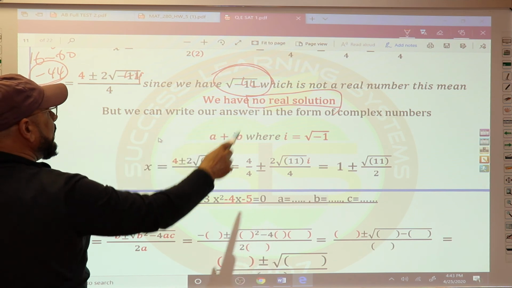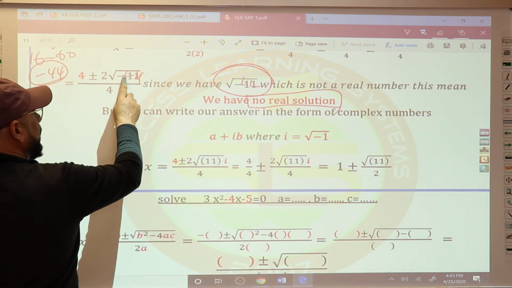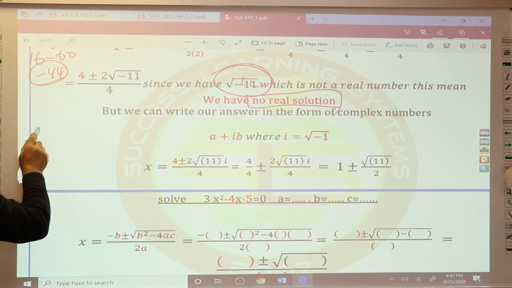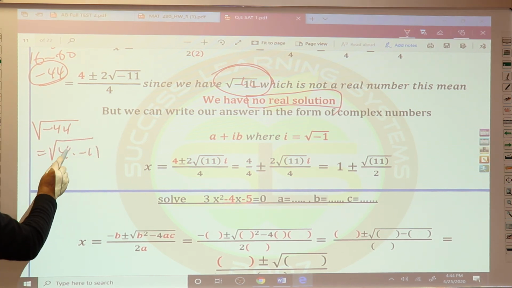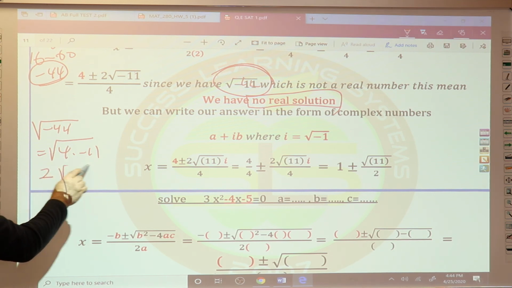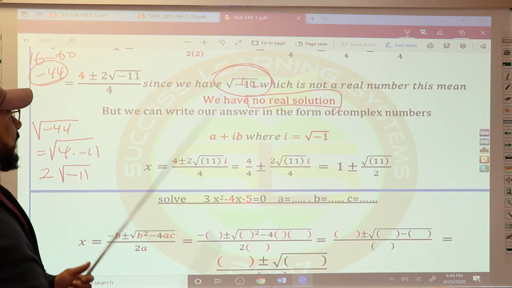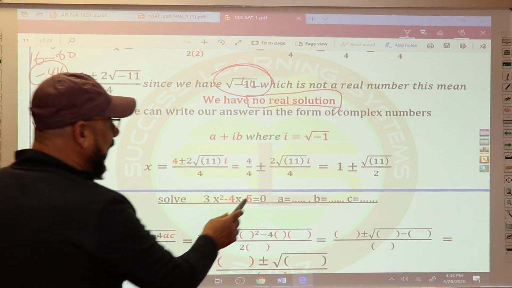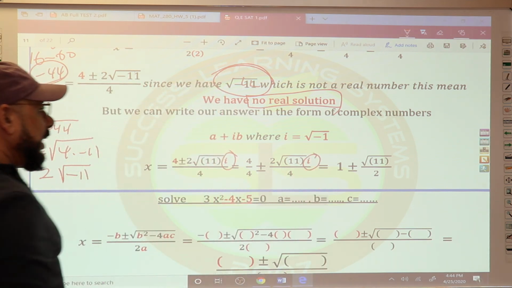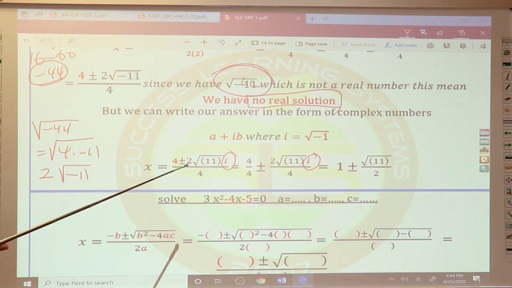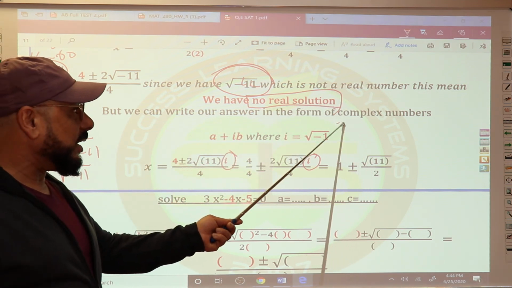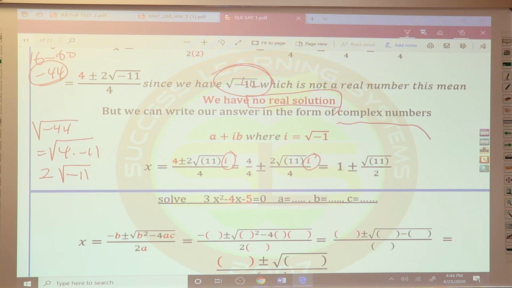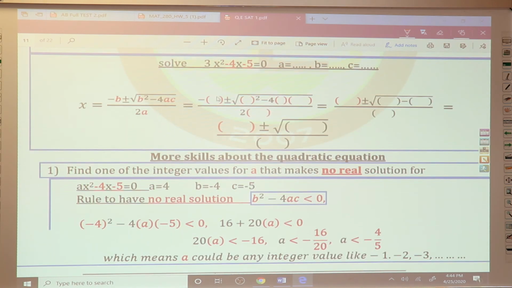The square root of negative 44 becomes the square root of 4 times negative 11, and the 4 goes out as 2, leaving the square root of negative 11. Now the negative in the square root becomes i. This is a little advanced: we can take the negative outside. We call these complex numbers, right? Complex numbers.